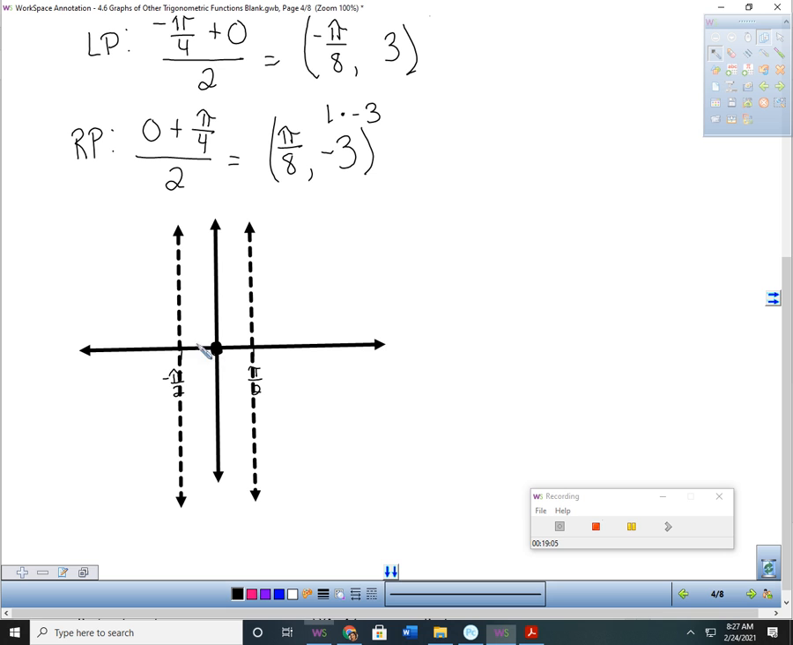And then I know halfway between these two are my points. So I've got negative pi over 8. I'm going to go all the way up to 3. See how we have flipped? Normally we're down here, but now we're up here. And then positive pi over 8 and down to negative 3. This one it won't be quite as curvy just because it's stretched a little.